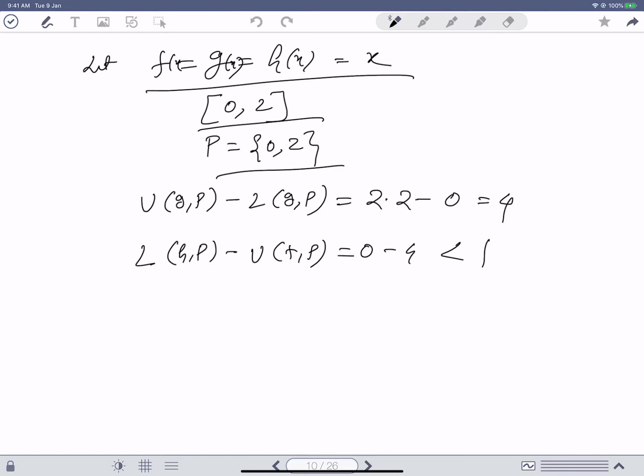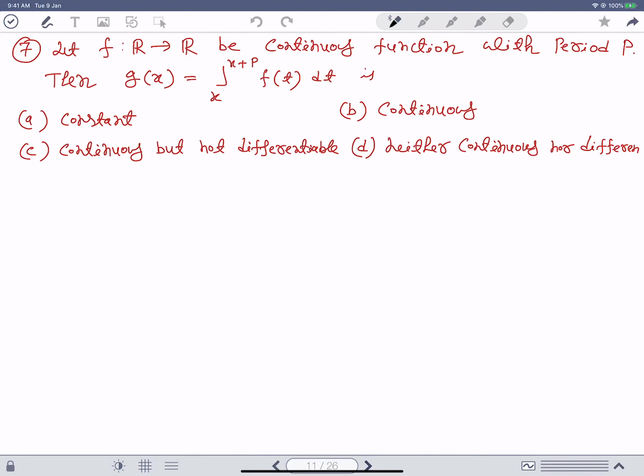Okay, can I move forward? Okay, good. Now there is the next one. Let f be a continuous function with period p and g(x) equal to this, and what are the possibilities? Now, this is a simple one. Can you quickly guess the answer of this? That is actually very easy.